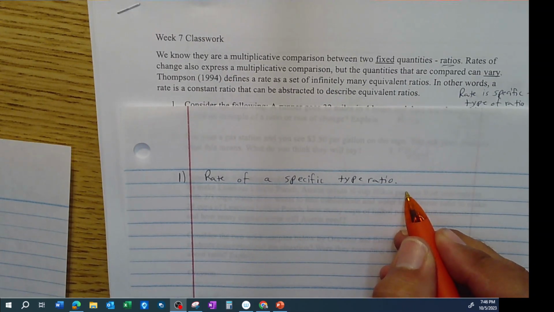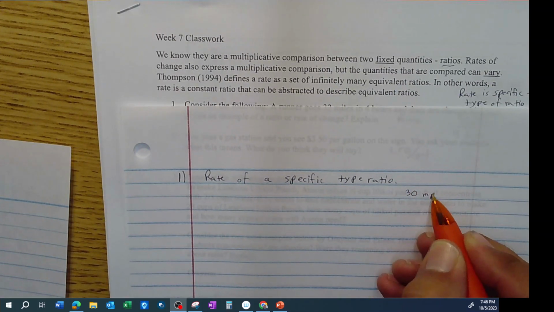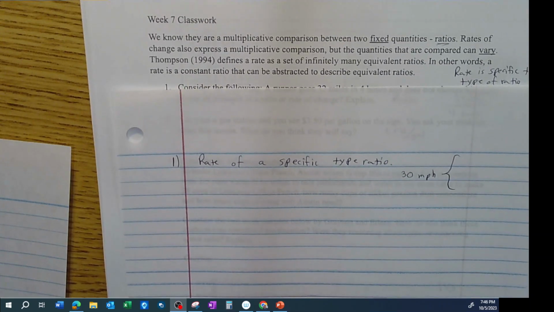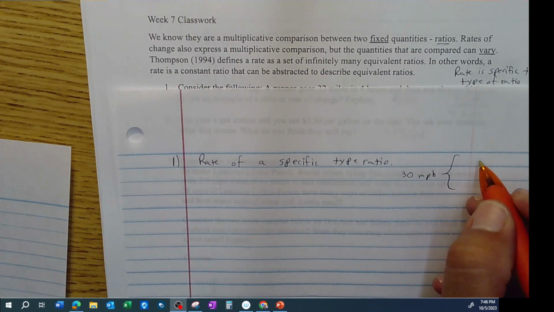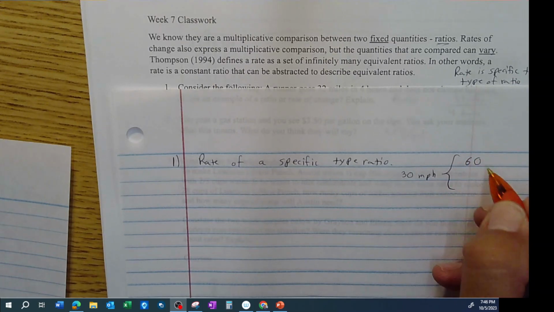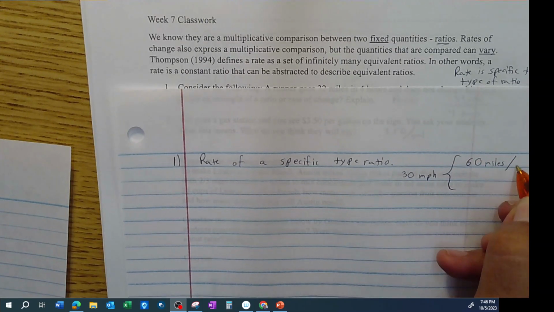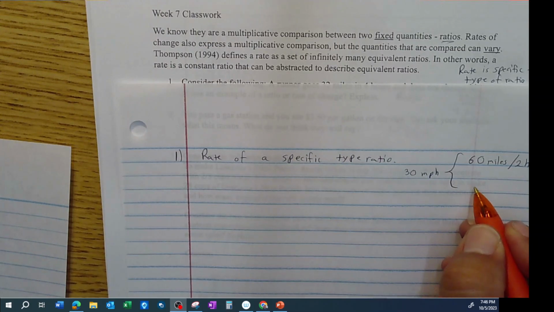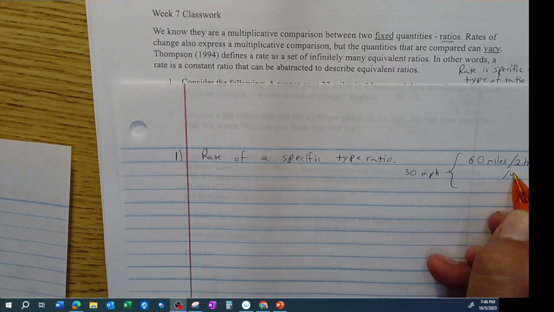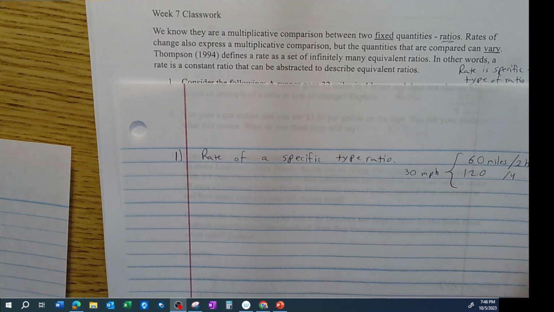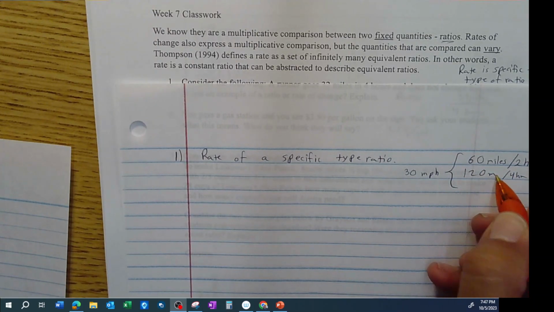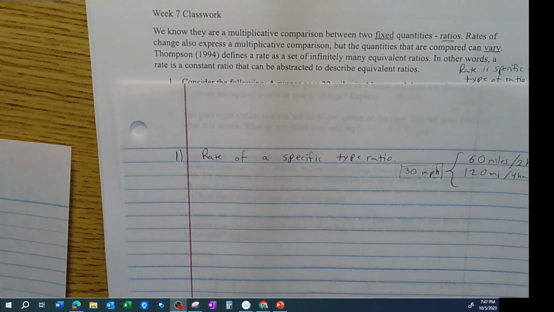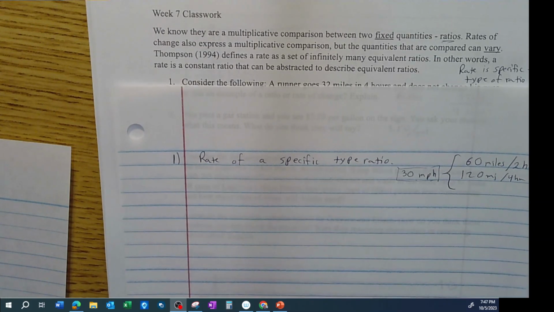So if you were to say you travel 30 miles per hour, by that statement of rate, you're also saying that when you travel 60 miles, you would have traveled a length of time of 2 hours. And if you traveled for 4 hours, you would have traveled 120 miles. So within a rate is an infinite number of ratios, and a ratio is a specific situation. I think that's a reasonable way to look at it.